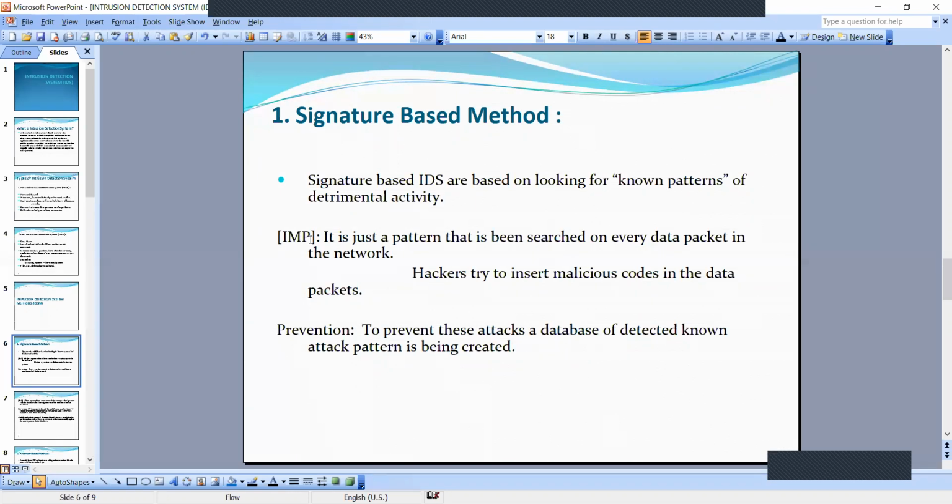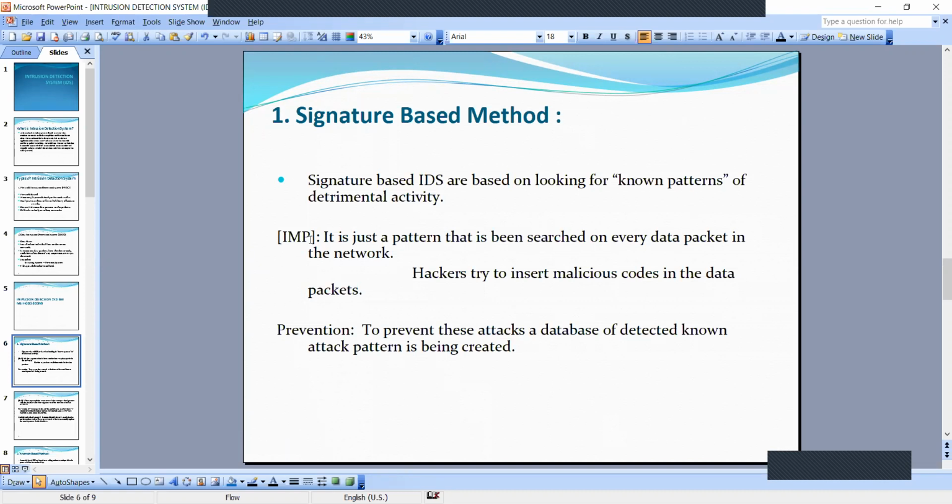Let's discuss what a data packet is. In your website, whatever files are there, the important files or the user data, come under the data packet, and the hacker will come and insert some malicious code into the data packet that will harm that website, and it can also cause pop-ups and so on. So how can we prevent this? To prevent these attacks, a database of known attack patterns is created.